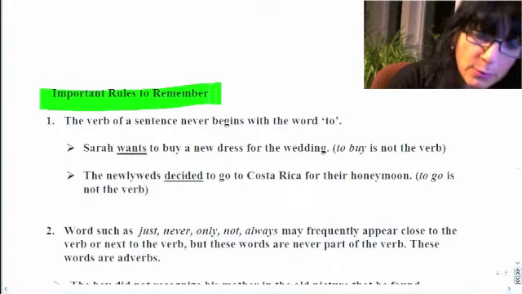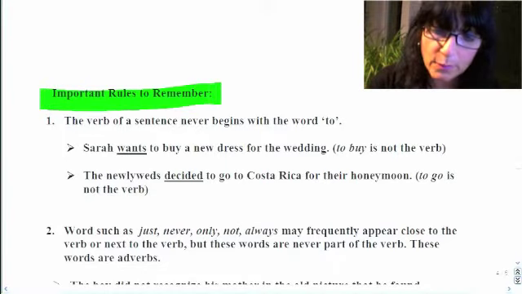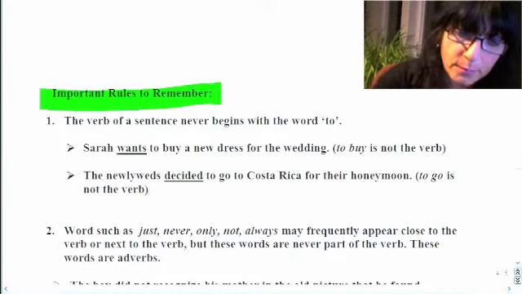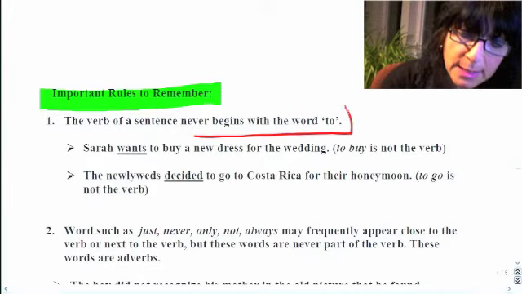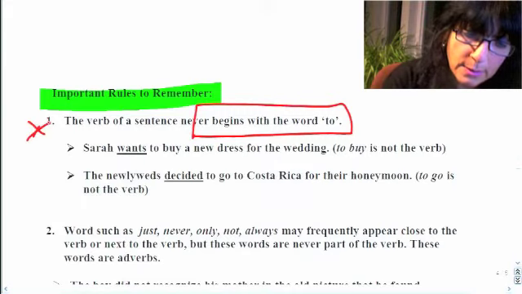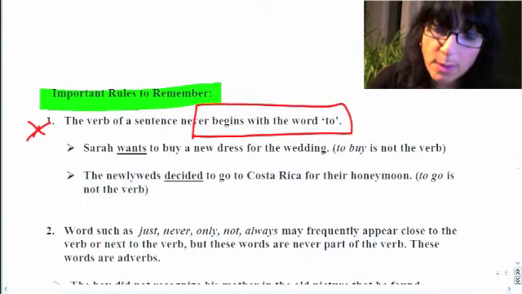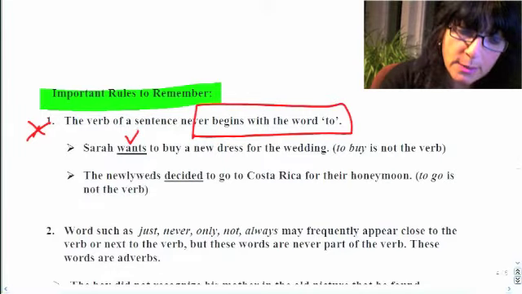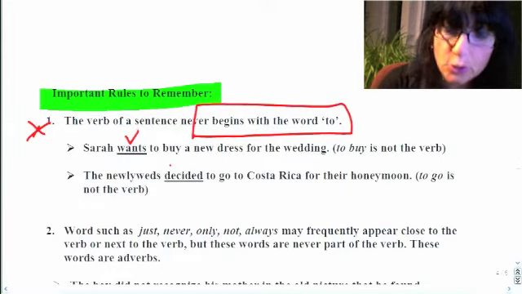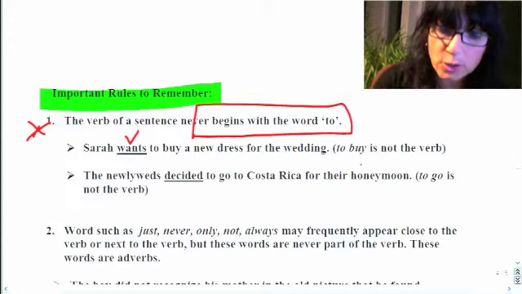So here are some other important rules to remember, 2 very important rules. 1. The verb of a sentence never ever begins with the word to. You must remember that. Example, Sarah wants to buy a new dress for the wedding. In this sentence, wants is the verb. Now you might think to buy, because buy is an action, is the main verb. The verb isn't that she's buying the dress, it's the fact that she wants to.